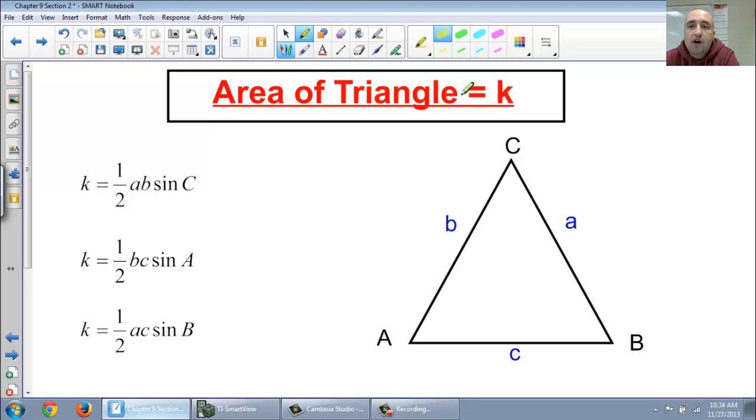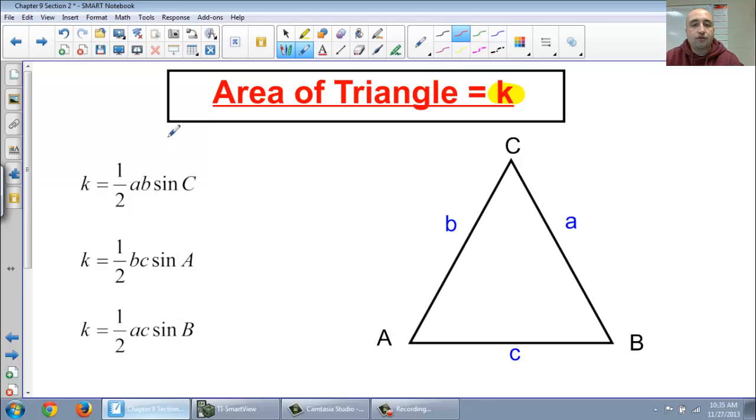We're going to talk about area of a triangle here. They always seem to use K for areas throughout pre-calc. I'm not really sure why. They just choose K to keep it maybe a standard letter. So we have three formulas here. They all do the exact same thing, except the letters: A, B; B, C; A, C; and then C, A, B. All of the letters are different. Now, you don't really have to memorize all three of these, because once you know one, you'll know the others.